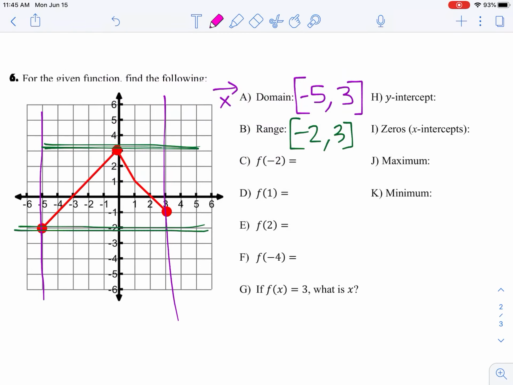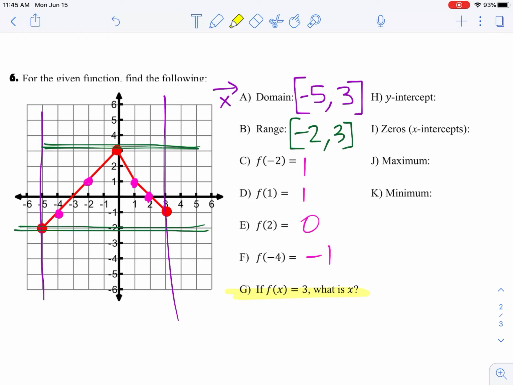All right, the next problem is finding f of -2. So if x is -2, what is y? And we have a point at (-2, 1). F of 1, if I look where x is 1, the y is also 1. F of 2, when x is 2, the y is 0. F of -4, when x is -4, the y is -1. So that's how you find all of those.